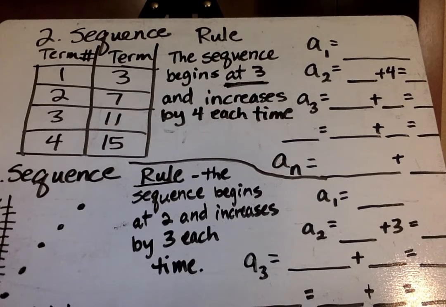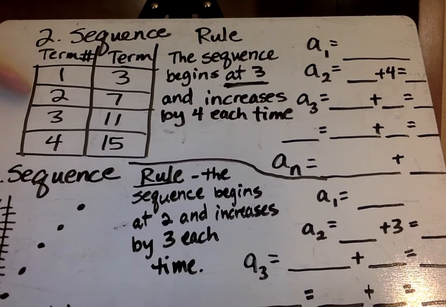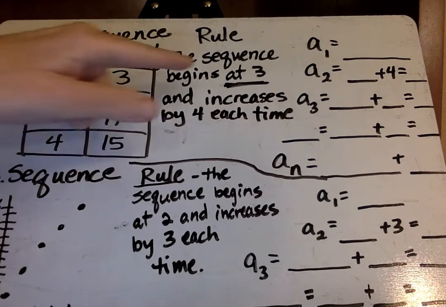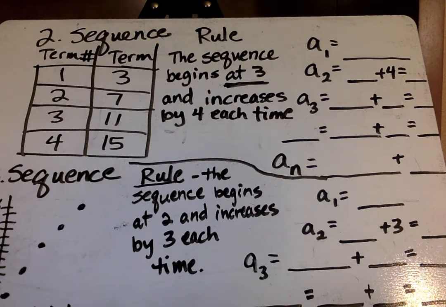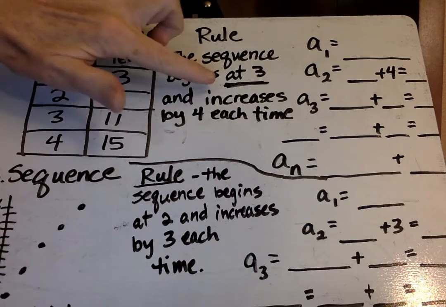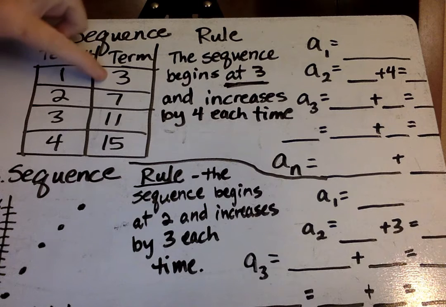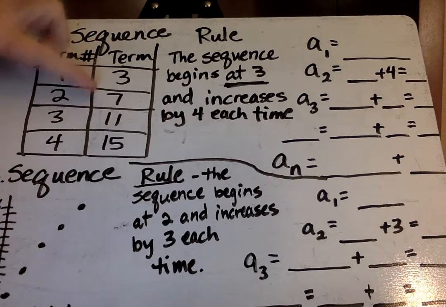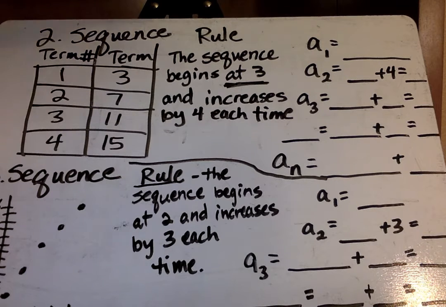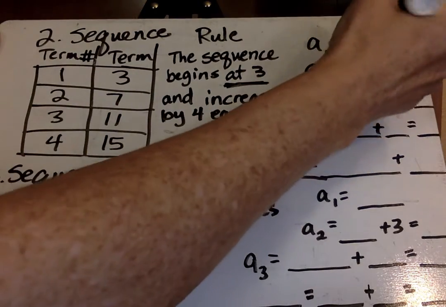Okay, so this is the term number 1, 2, 3, and 4, and the sequence begins at 3. Now in your packet it says a1 or something, but you need to change that and write a1 equals 3 because it begins at 3, and what does it do each time? It increases by 4 each time here. So A1 over here, our first term in this sequence, is going to be 3.